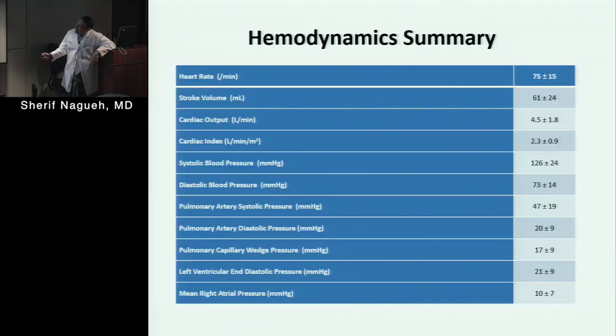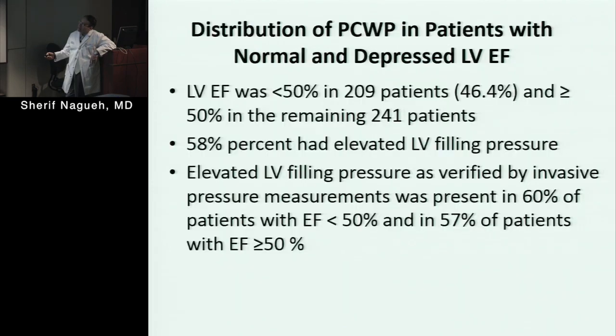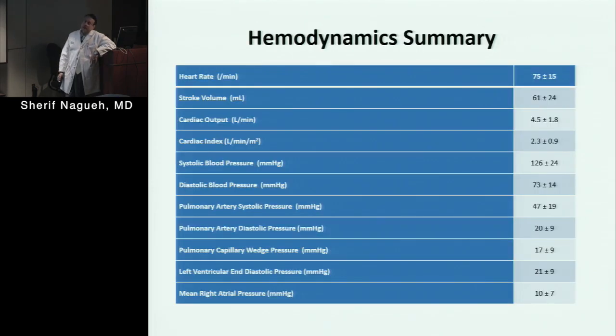So now the hemodynamics summary. The heart rate was 75. The cardiac index on average was 2.3. Blood pressure decent for most cases. PA pressure is 47/20. The wedge was about 17. The EDP in those that had an EDP was 21, and the mean RAP was 10. Sherif, I'm sorry, you may have said that, but what was the time difference between non-invasive and invasive? In all cases, they were either simultaneous or a difference of at most 3 hours between the two.